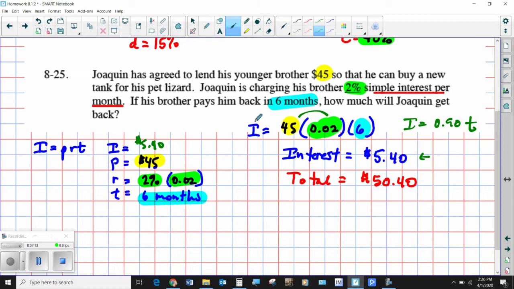What is the question asking? It's asking how much will Joaquin get back? Well, he's going to get back his original $45 plus the interest. So you have to add those two together, and that's how you get your total that Joaquin's brother is going to have to pay him back after the 6th month period.